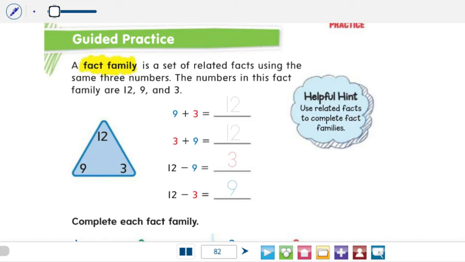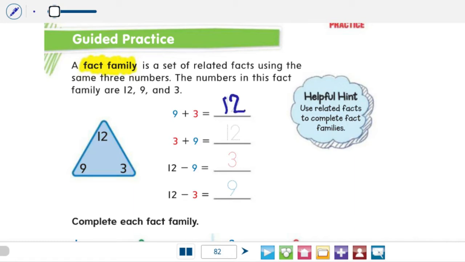So here we've got 9 plus 3. We're starting at 9 and adding 3. When we've used those 2 numbers, what's the only other number we have? We have to go up here. Our last one is going to be 12. Let's write that in right now. So 9 plus 3 equals 12.